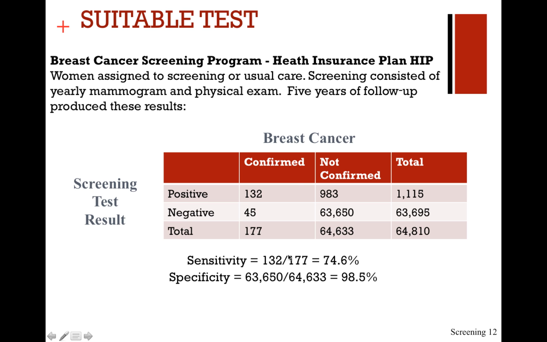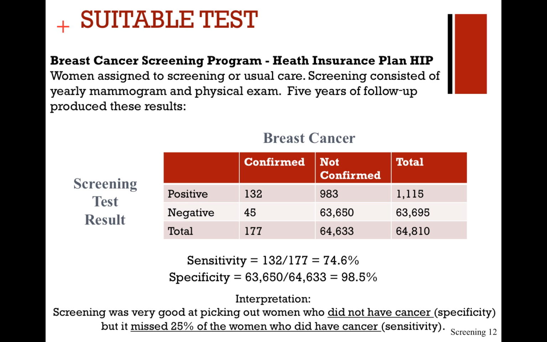So in this case, and if you look down, there were 177 confirmed cases and 64,633 who did not have breast cancer at the end of the study. So sensitivity is out of the people who had breast cancer, how many were screened positive? 74% means we missed about 25%. Specificity is out of the people who do not have breast cancer, how many were screened negative? 98.5%. So this test has higher specificity than it does sensitivity. So screening was very good at picking out women who did not have cancer, but missed 25% of women who did have cancer.